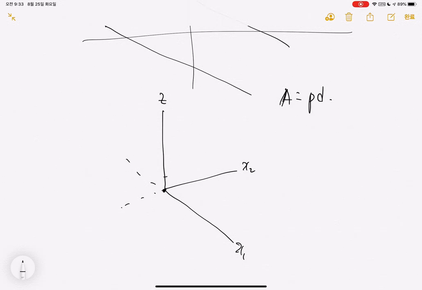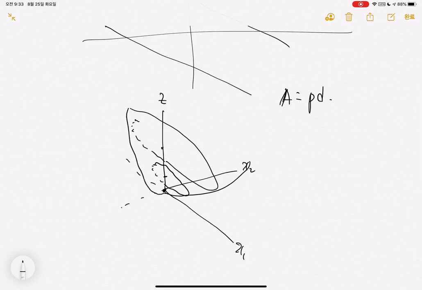For z is 1, it's an ellipse. For z is 2, it's a bigger ellipse. Okay. So it's going to be a shape like a ball in this three-dimensional Euclidean space.